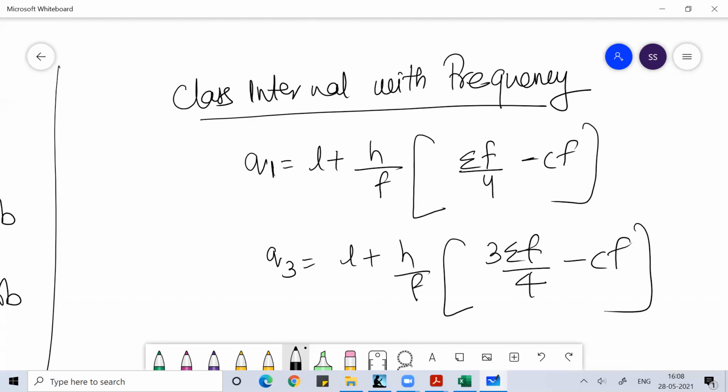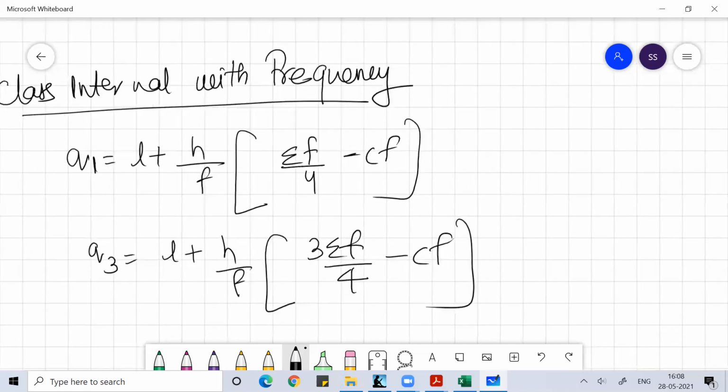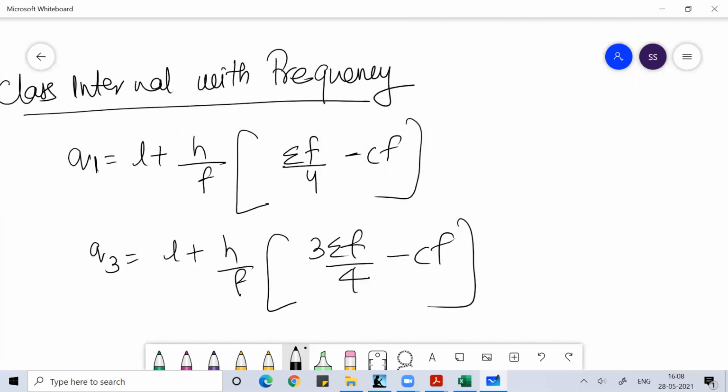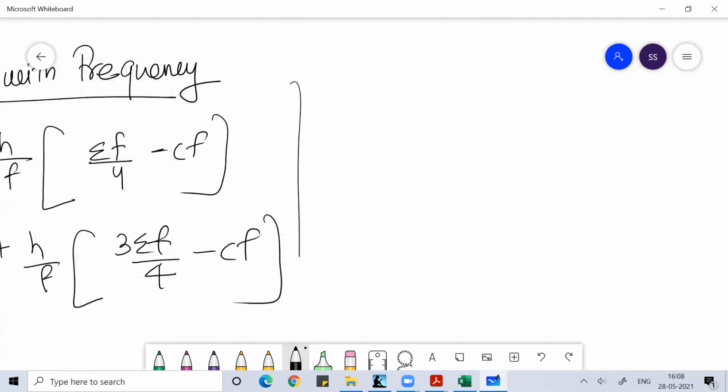How we used to put the data, what is L, what is H, what is F, how we used to decide quartiles and all, guys, you remember the way we used to do median. The same logic we use for quartiles also. How should we decide that?